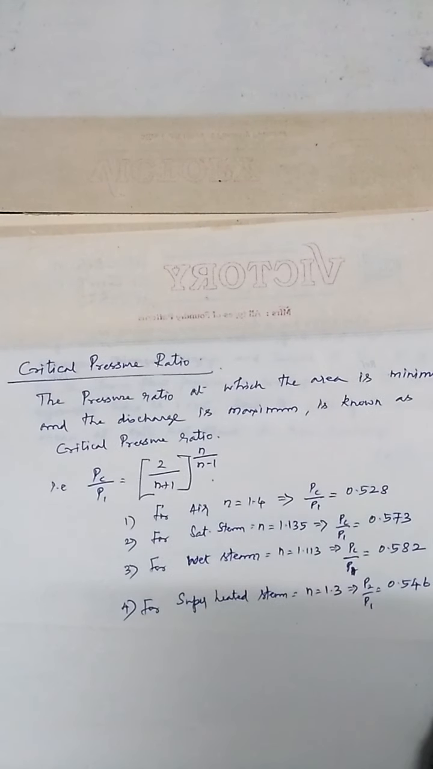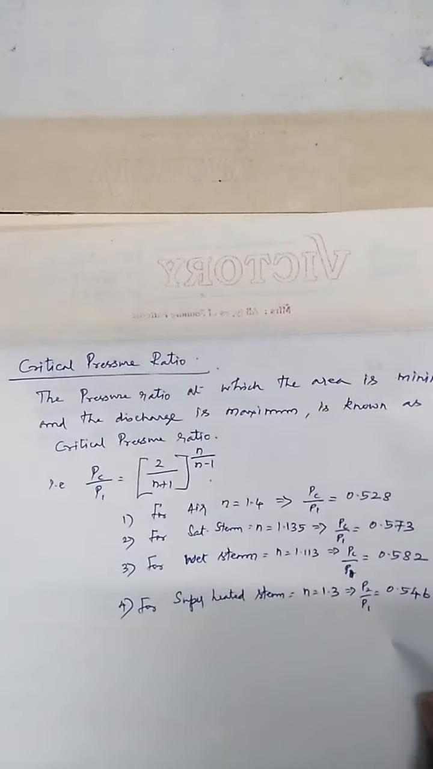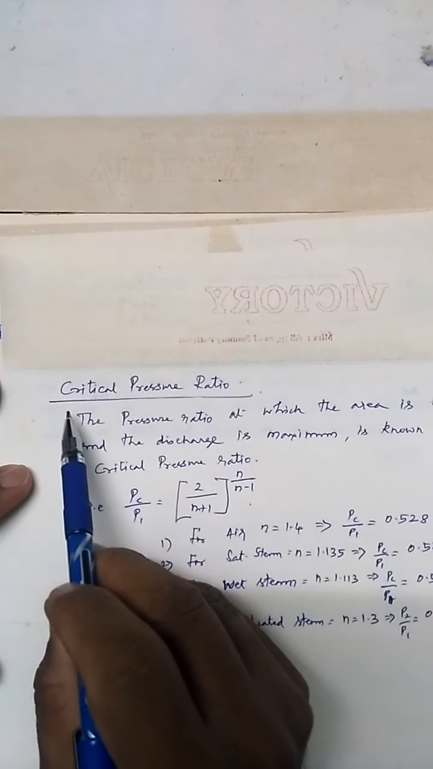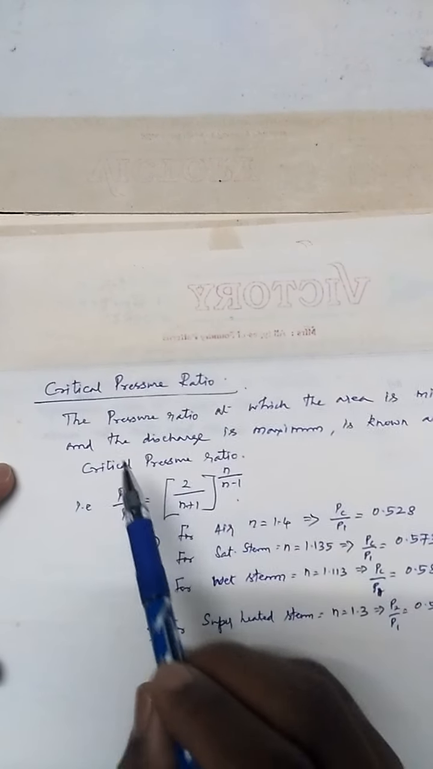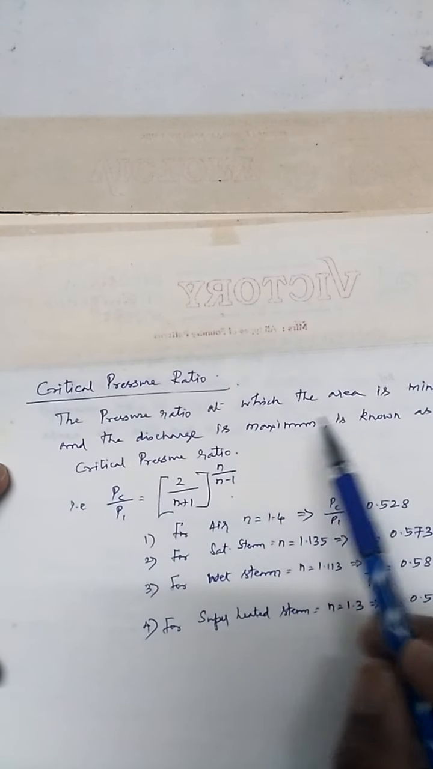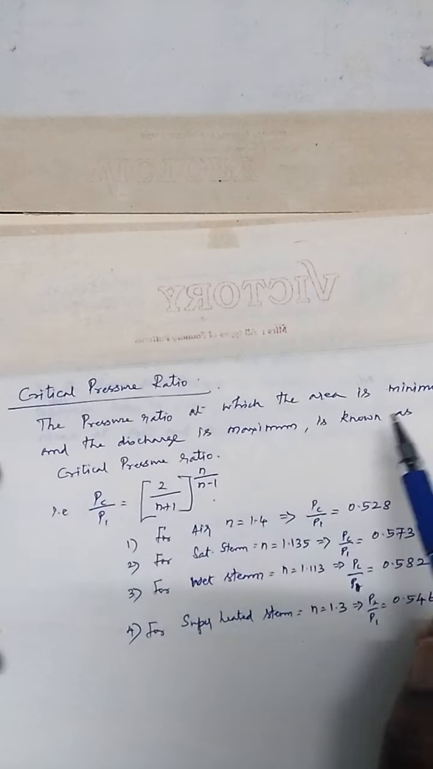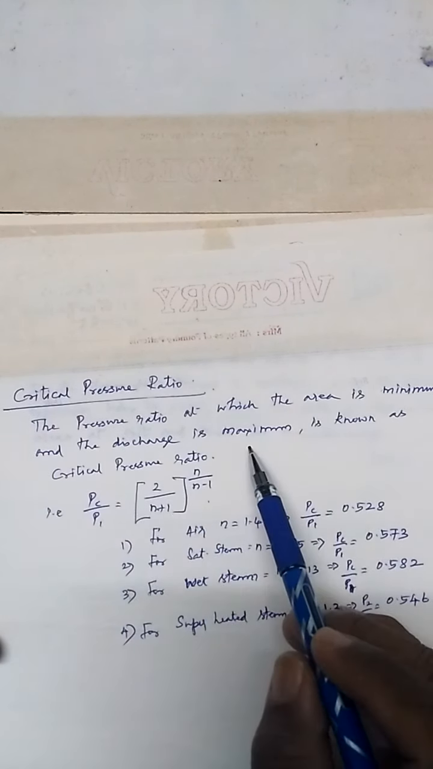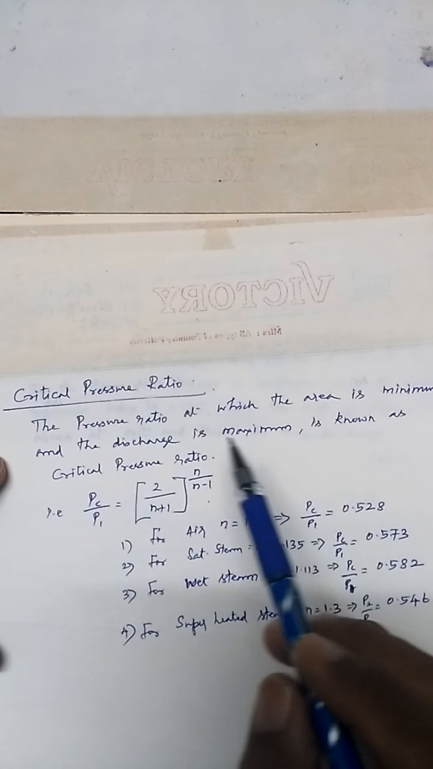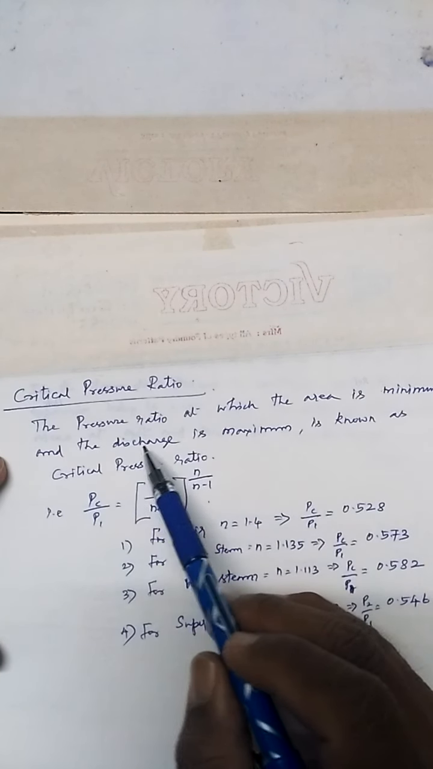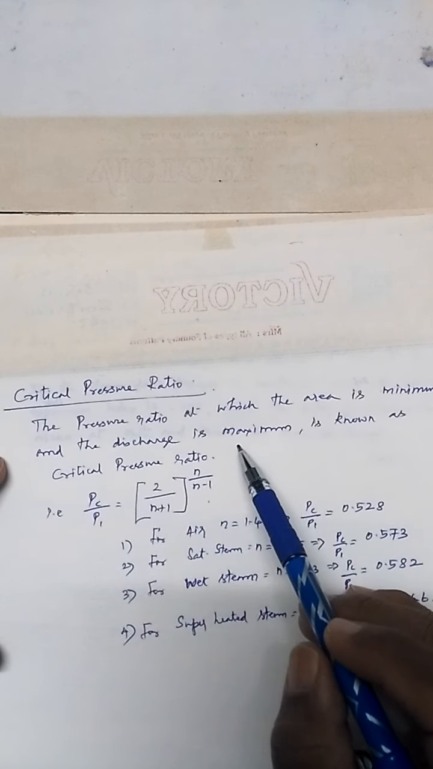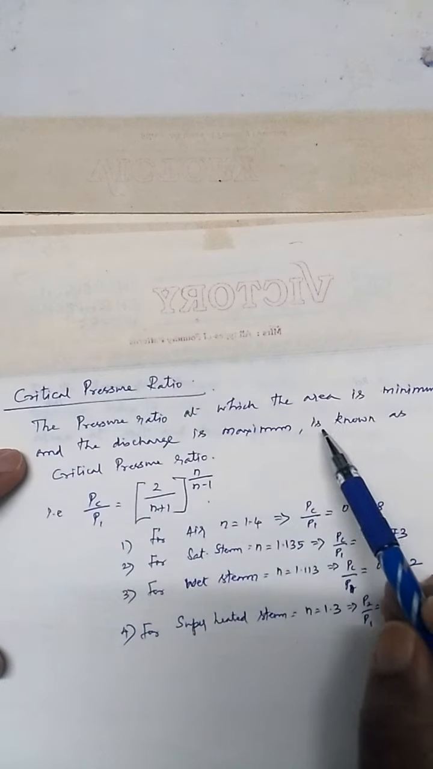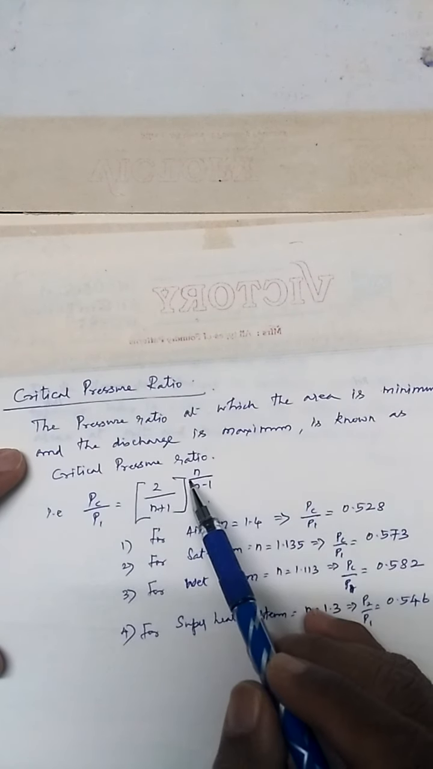Okay, students, now we'll define what is critical pressure ratio. The critical pressure ratio is defined as the pressure ratio at which the cross-sectional area is minimum and the discharge is maximum. So, at which pressure ratio do we get the maximum discharge through the minimum cross-sectional area? This is known as the critical pressure ratio.